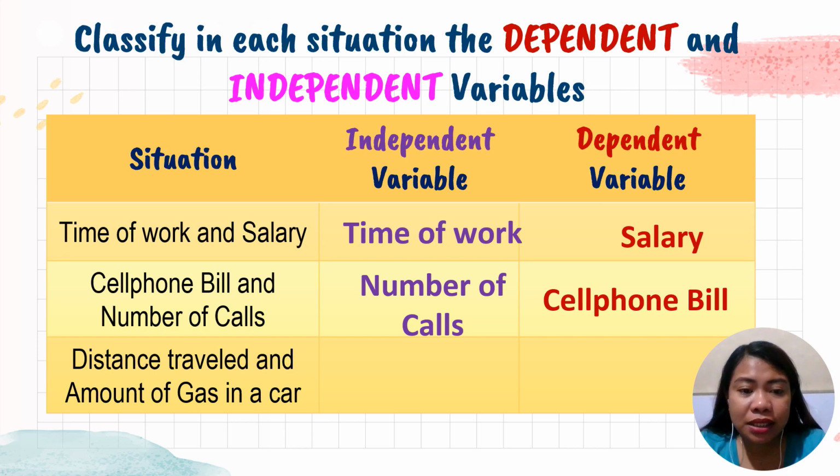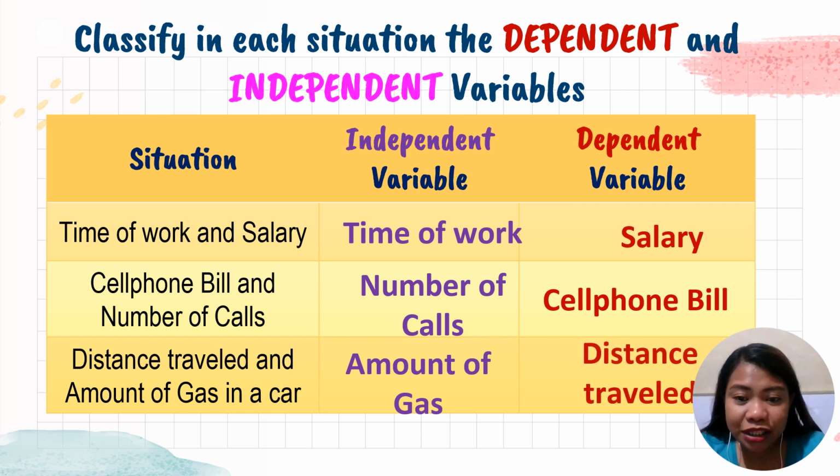Next, the distance traveled and the amount of gas in a car. Which one is the independent variable and the dependent variable? Correct. So the amount of gas depends upon the distance traveled. Okay, if you travel from Manila to the province, your amount of gas will depend on the distance traveled.